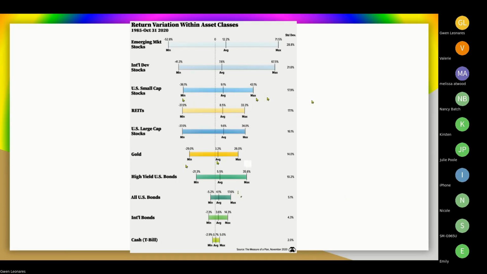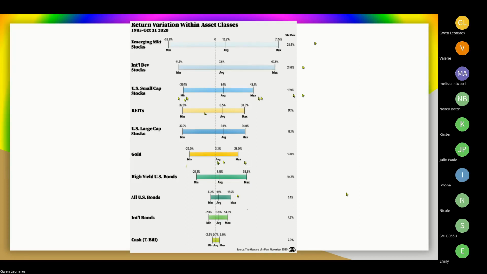So this number here, this is the standard deviation. So the standard deviation is that range of how far apart it could go. The riskier ones are the ones that have a higher standard deviation, and that makes your portfolio more volatile. It's going to go up and down more. You might make a lot of money, but you could lose a lot of money.